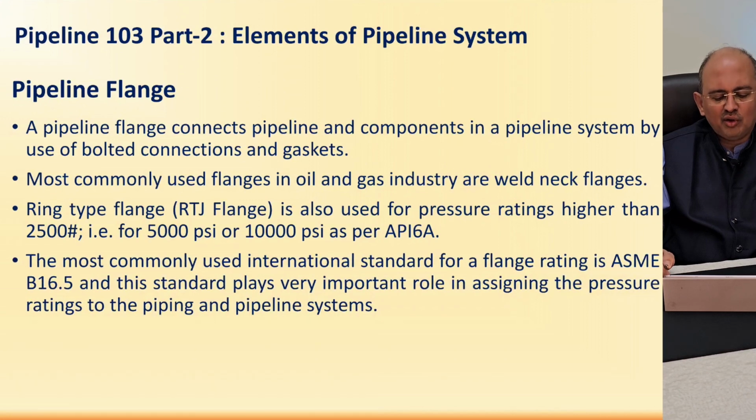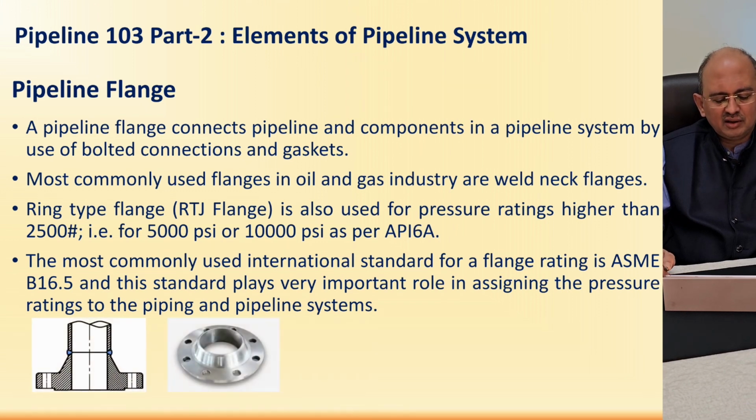Flanges are also important because the flange rating always gives a representation of the pressure in the pipeline. So the most commonly used international standard for the flange rating is ASME B16.5, and this standard plays a very important role in assigning the pressure rating to the piping or pipeline systems, which we'll cover later during the detailed design of the design pressure aspects and the flange aspects. But the flanges and flange ratings are the most critical elements in the pipeline system.